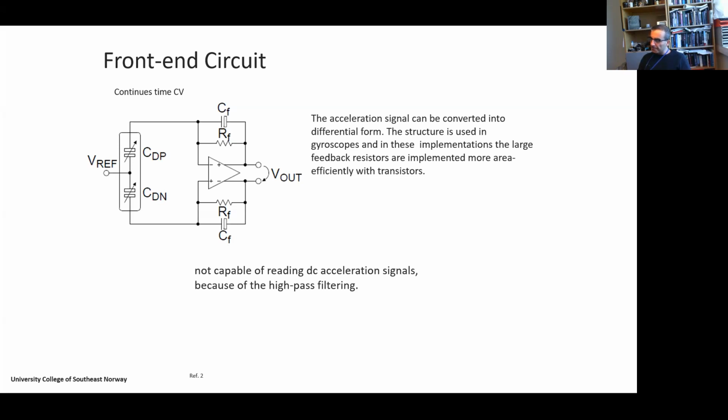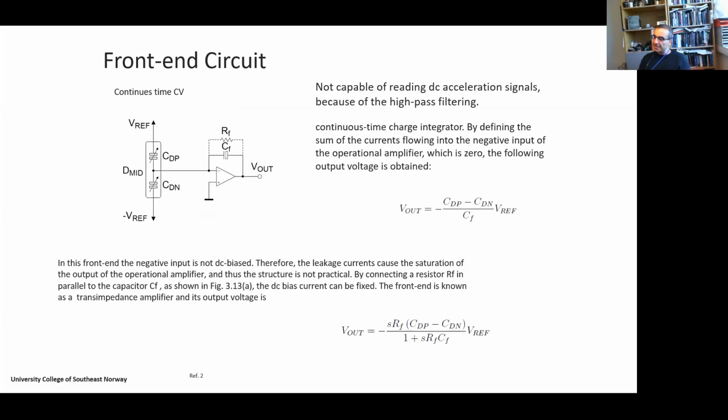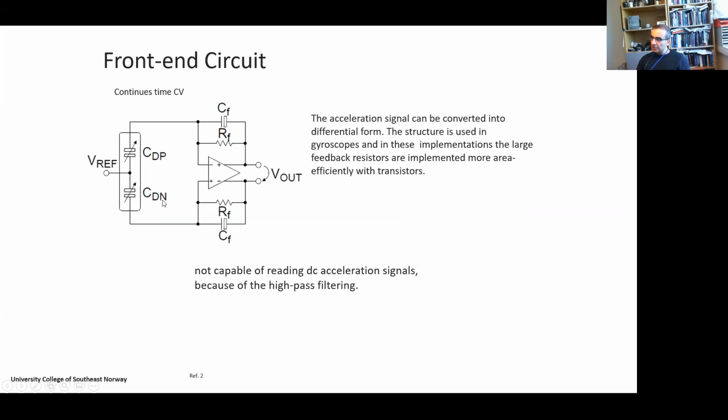Just before we continue, I can show you that we can also bias this circuit in a different way. So this one is a single-ended output. It means that we have one output, but we have two biasing. We could also bias this differential capacitive sensor by biasing the node in the middle and have a differential output. Then we can use a differential amplifier to read its response. Again, it's not capable of reading DC acceleration signals, I mean the small variations in C.